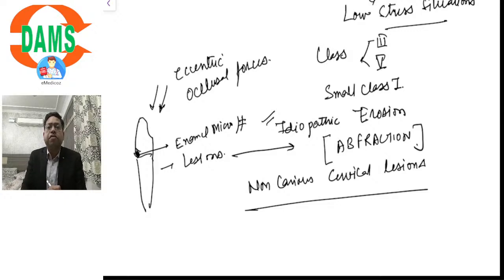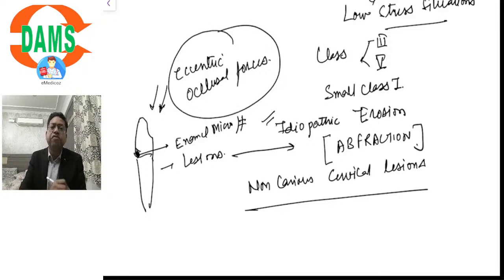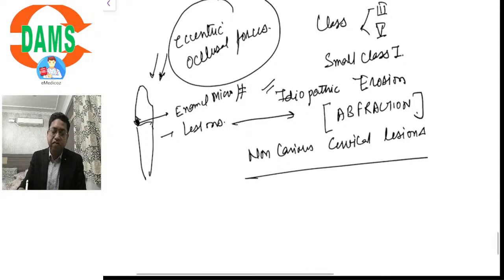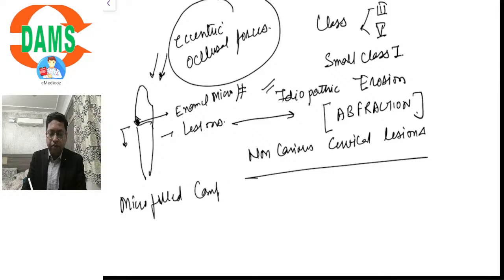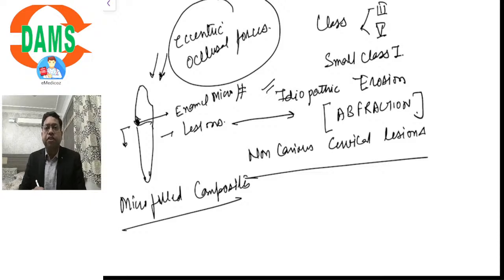So what is the etiology for abfraction lesions? They are non-carious cervical lesions which develop due to heavy eccentric occlusal forces. And what happens because of this? There is chipping of structure at the cervical region. For such conditions, we require composites called microfilled composites. So one of the unique indications for microfilled composites is abfraction or idiopathic erosion lesions.